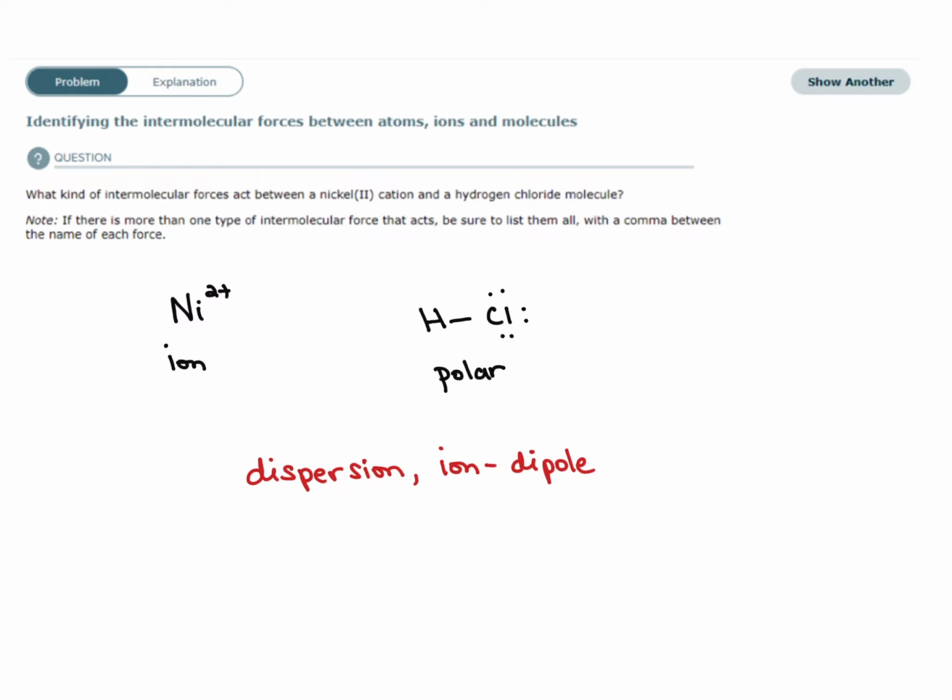Let's talk about the hydrogen bonding. HCl has a hydrogen atom, but it is bonded to a chlorine. So that is not considered a hydrogen bond force. So the forces here are dispersion and ion dipole. Good luck and keep practicing.